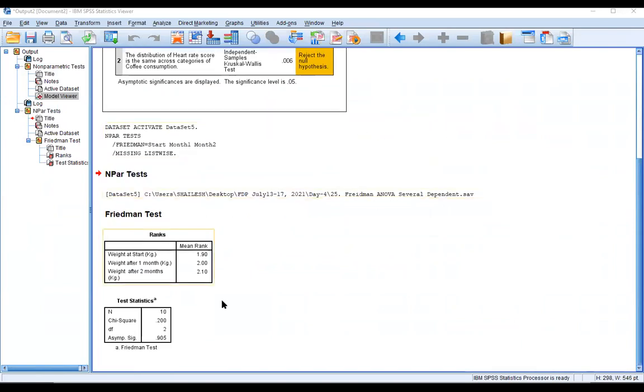Now the output of the result: weight at start 1.90 mean rank, after 1 month 2 mean rank, after 2 months 2.10 mean rank. So is it significantly different? Who will tell us? The P value. The P value tells us it is not significant because the asymptotic P value is greater than 0.05. So there is no impact of the diet plan to reduce the weight of the participants.